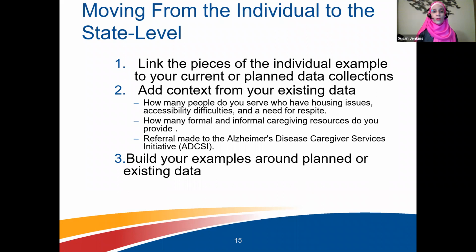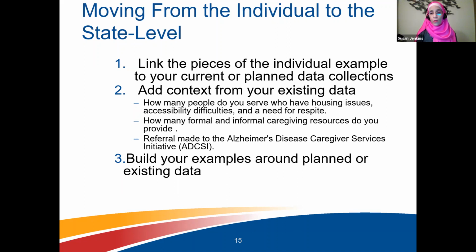This is what we've been able to achieve. And how can you do that? How can you move from the individual story to a state level statement of what we've been able to achieve, really at scale, if you will? One thing you can do is link the pieces of the individual example, so respite care, safety and security, the housing services from that second example, to your current or planned data collections.